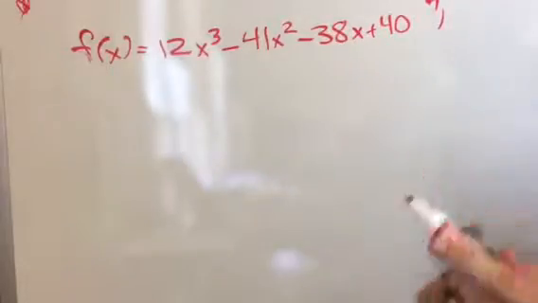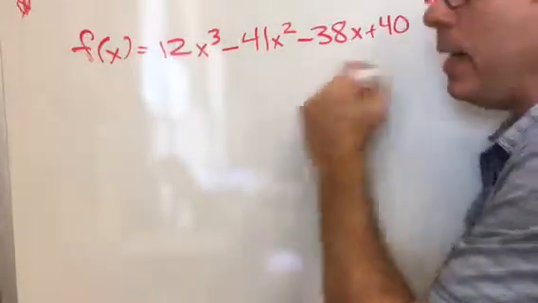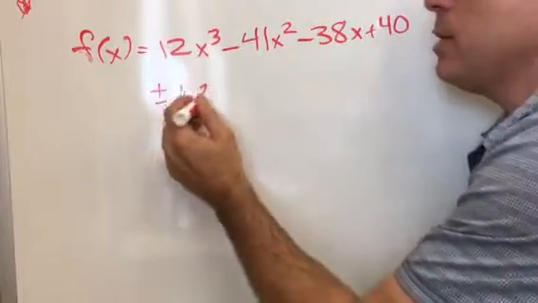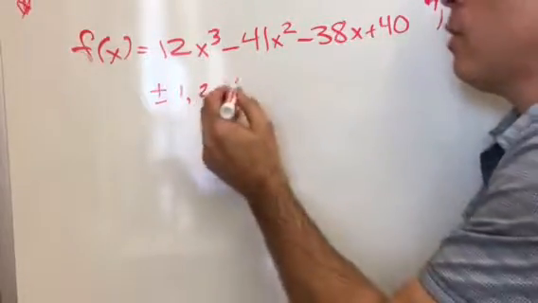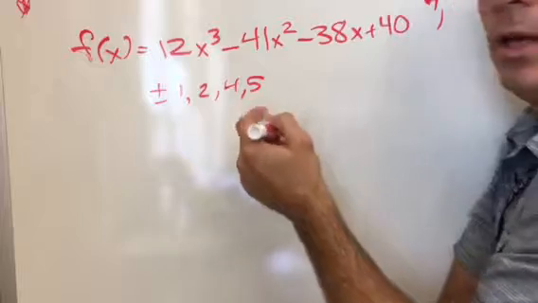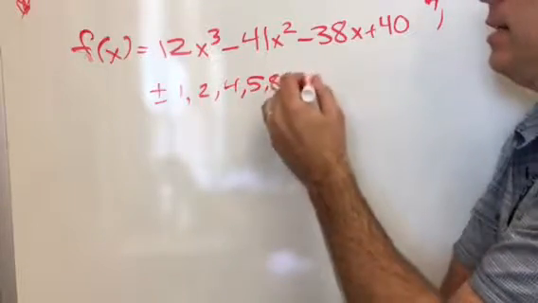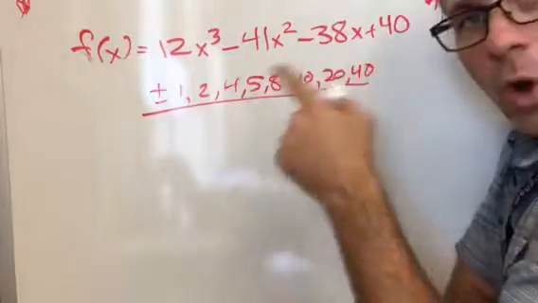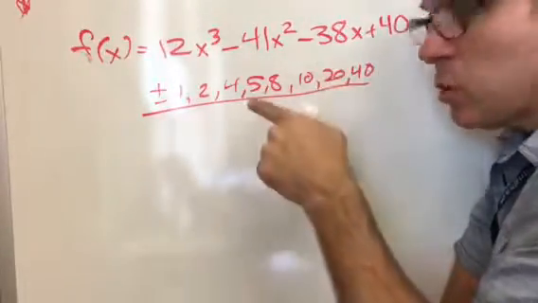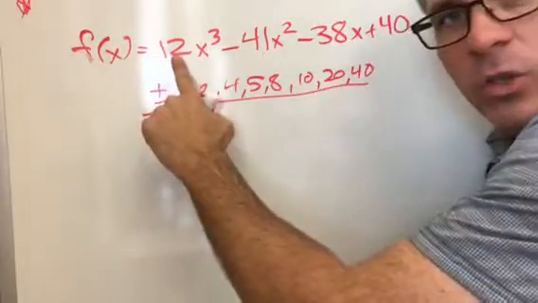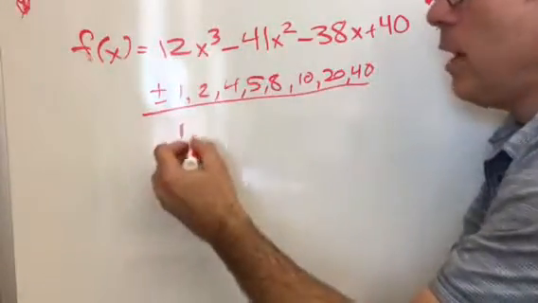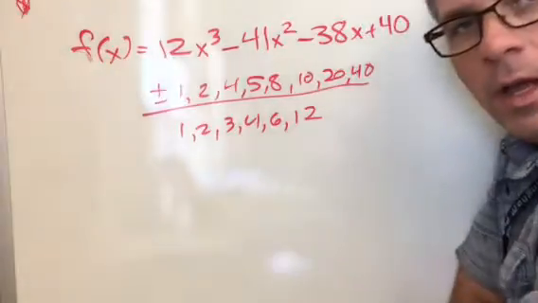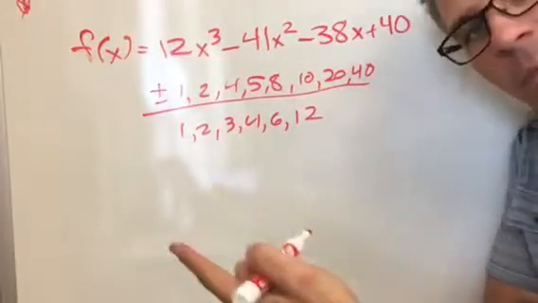So if I look at this, I'm going to think about factors of 40. And it could be positive or negative, but things that multiply to 40. 1, 2, not 3, 4, 5, 8, 10, 20, and 40. So those are all possible roots, but it could also be any of those divided by any factors of 12. So 1, 2, 3, 4, 6, or 12. So this is my list of possible roots.